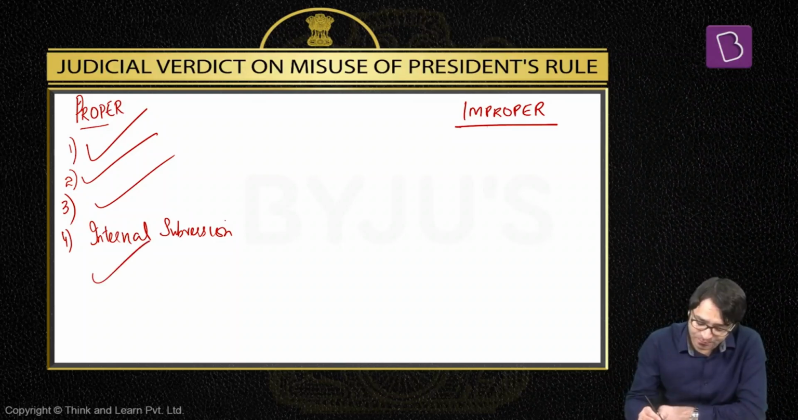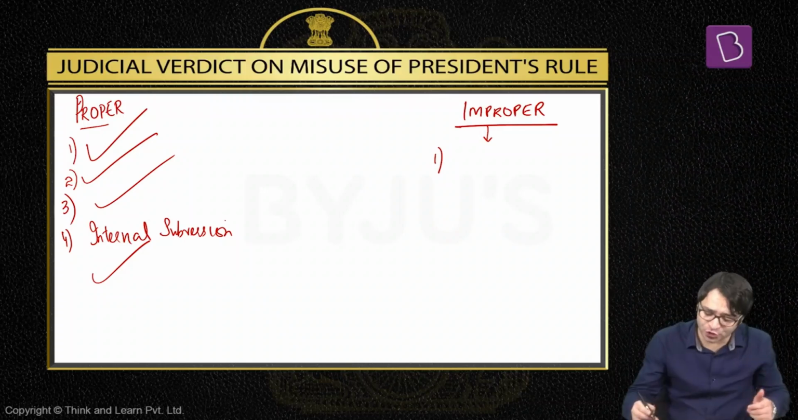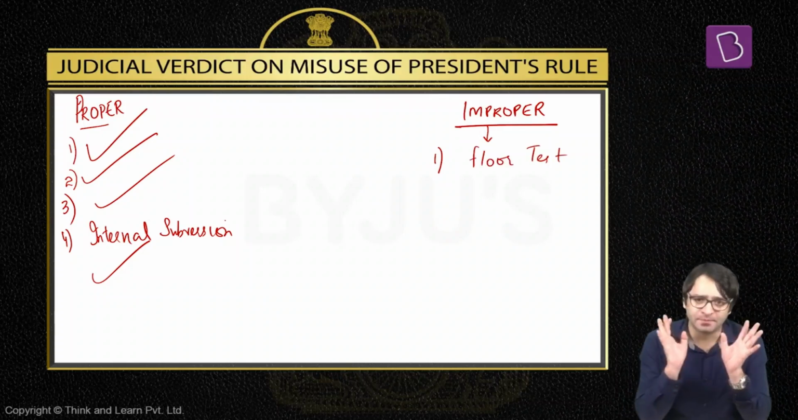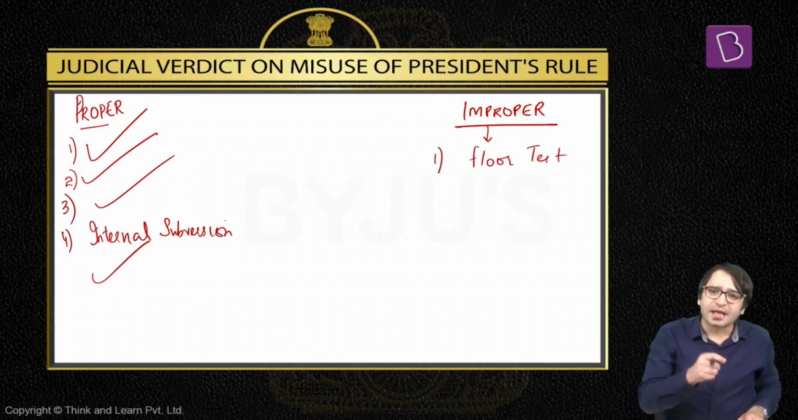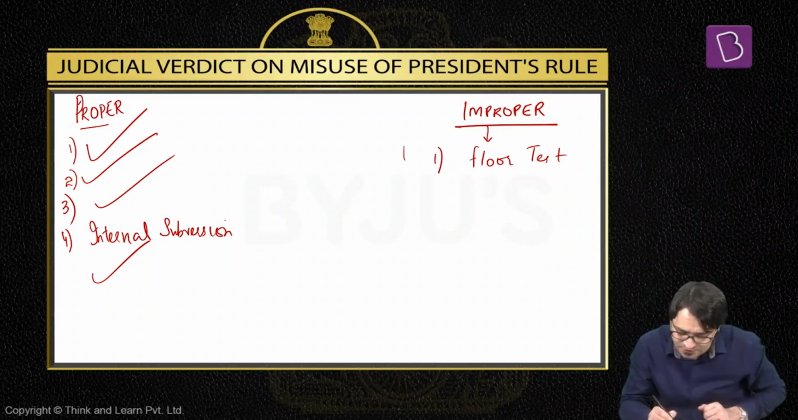But what are these improper situations? Number one, SR Bommai judgment. SR Bommai was dismissed as the chief minister. The governor decided to impose President's rule without giving SR Bommai the opportunity to go for a floor test. That means the governor is nobody to assume that the chief minister does not have the majority. Whether the chief minister has the majority or not can be decided only on the floor of the Legislative Assembly. That means floor test.